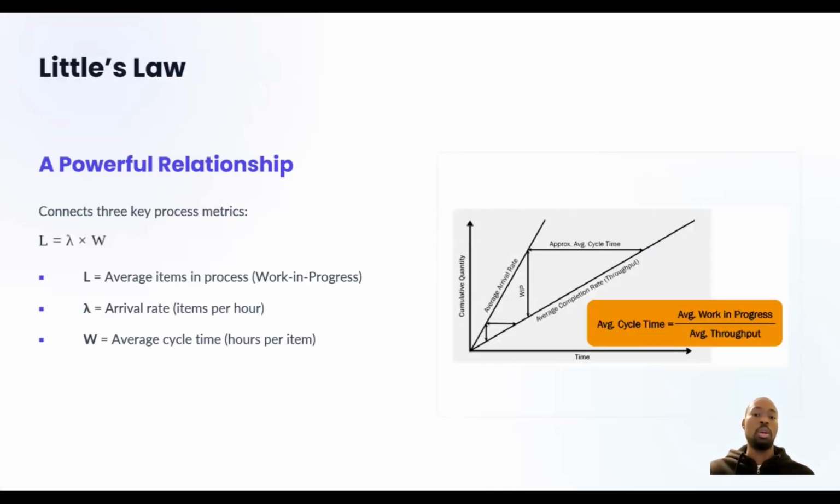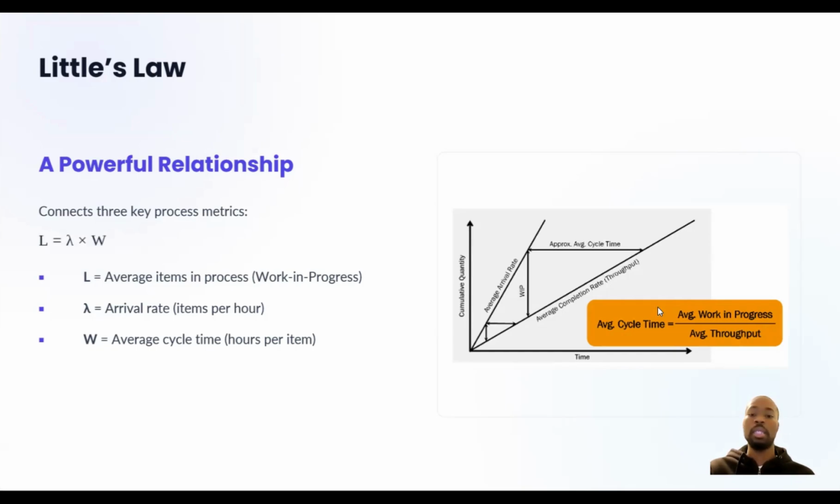Little's law is a simple but powerful relationship in process analysis, and it states that the average number of items in process is equal to the arrival rate times the average cycle time. So let's say, for example, 10 customer orders arrive per hour and each takes 2 hours to complete, then on average, there are 20 orders being processed at any time. Little's law essentially helps estimate work in progress and identify overload situations.